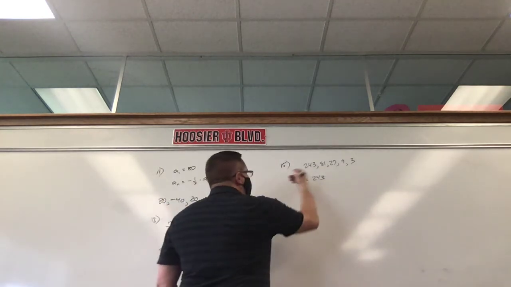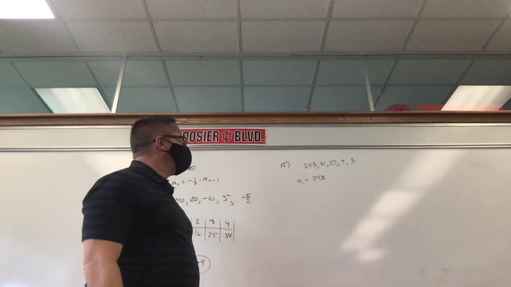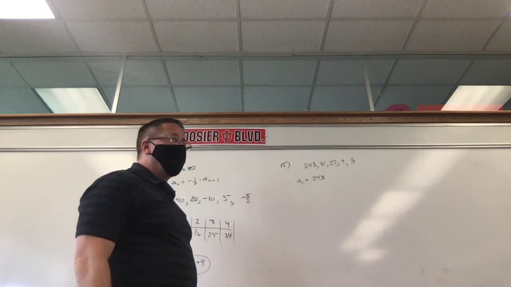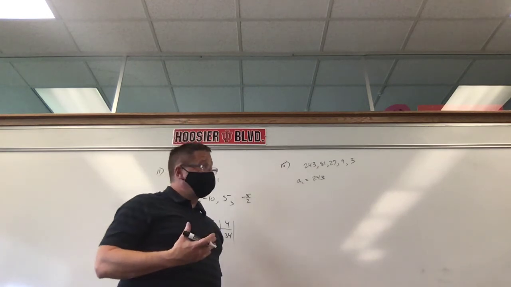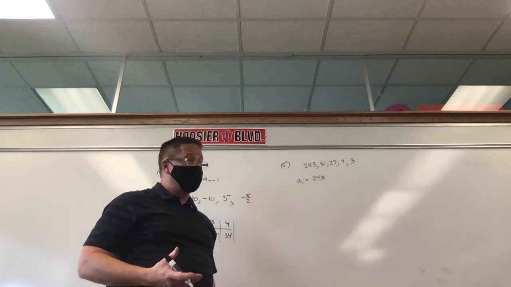So, in everyday language, what are they doing? They went from 243 to 81. They're subtracting or something. Well, are they subtracting the same thing every time? No, they're not. It's going down, but there's another way it could go down, not by subtracting.